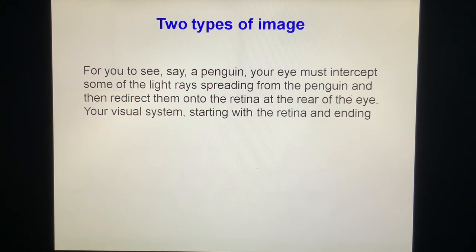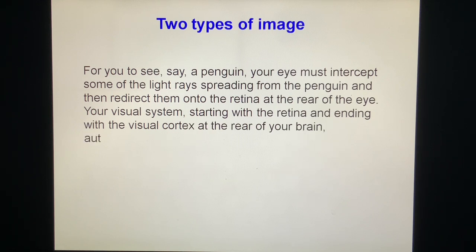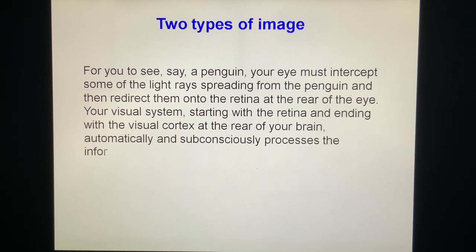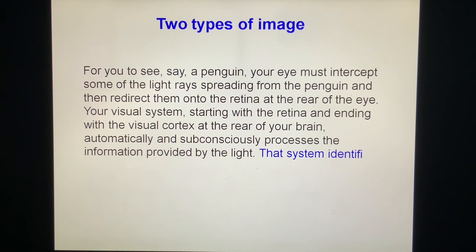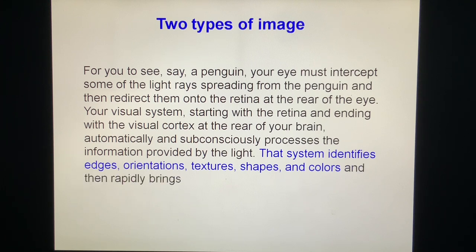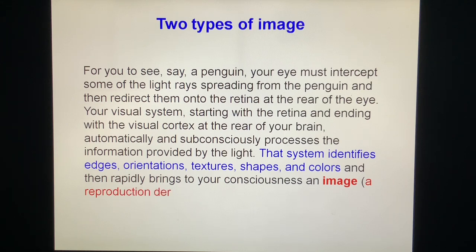Your visual system, starting with the retina and ending with the visual cortex at the rear of your brain, automatically and subconsciously processes the information provided by the light. That system identifies edges, orientations, textures, shapes, and colors, and then rapidly brings to your consciousness an image of the penguin, a reproduction derived from light.